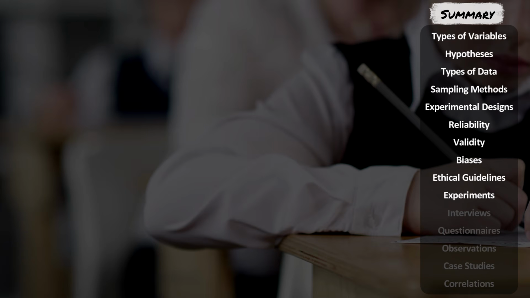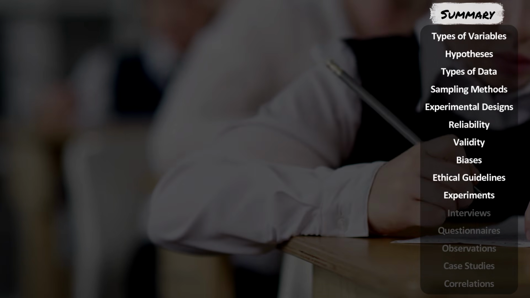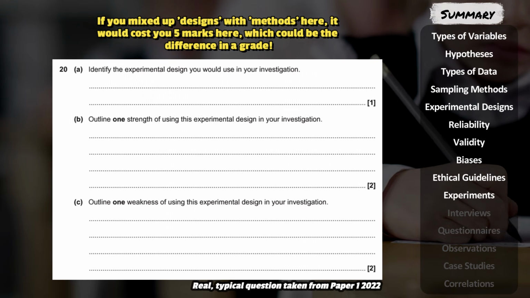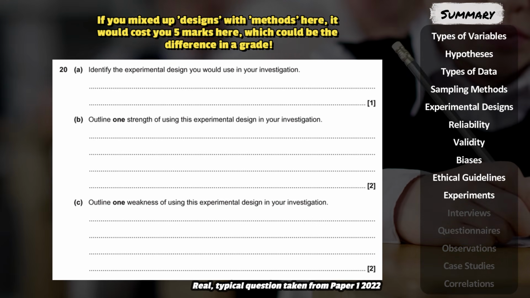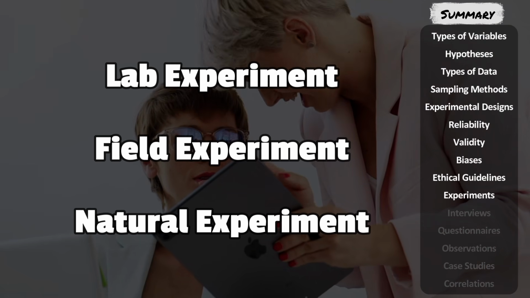Next, we have types of experiments, also known as experimental methods. Now, the difficulty here is getting them mixed up with experimental design. So in an exam, if you get a question about experimental designs, please do not get them mixed up with experimental methods, and vice versa. Otherwise, it can cost you a load of marks. There was one past paper where this would have cost you about 5 marks worth of issues. So these are the 3 that you need to know.